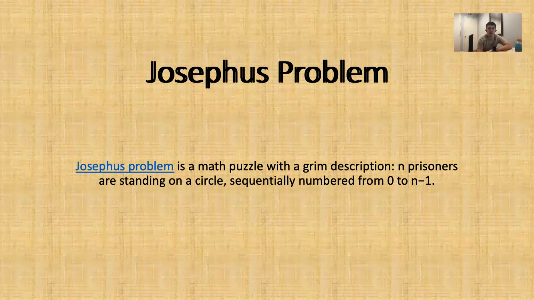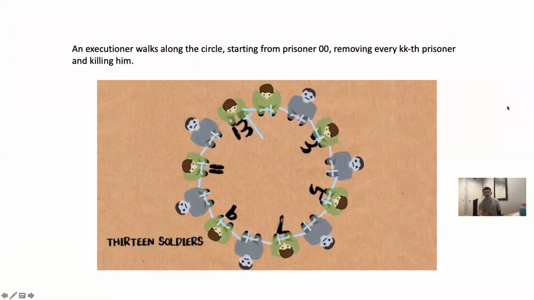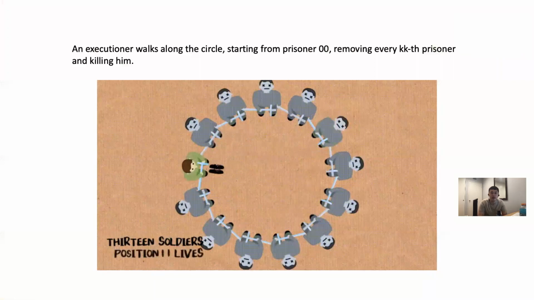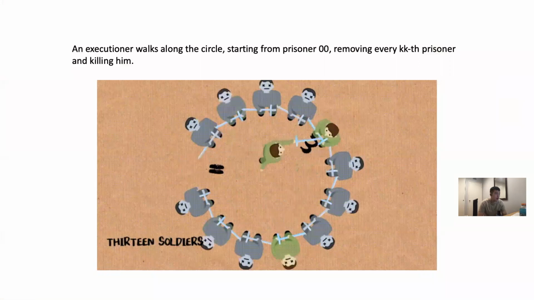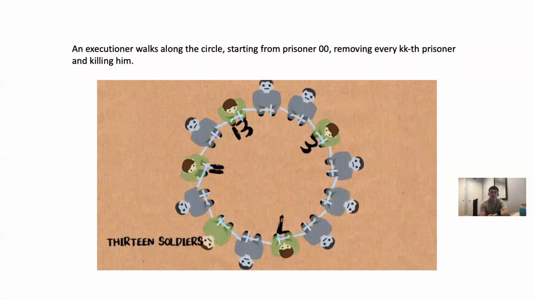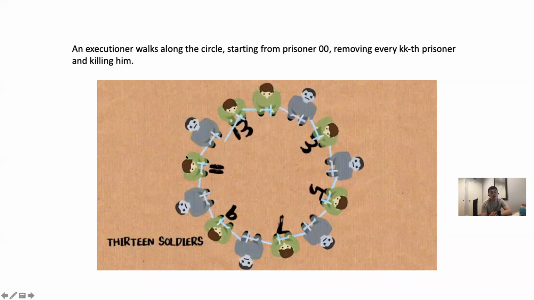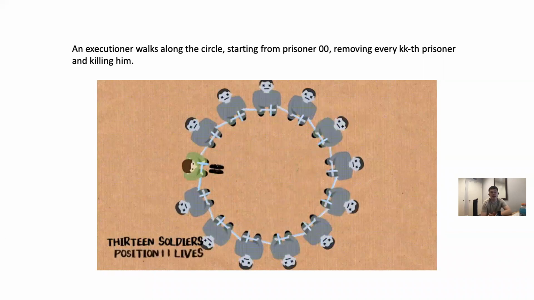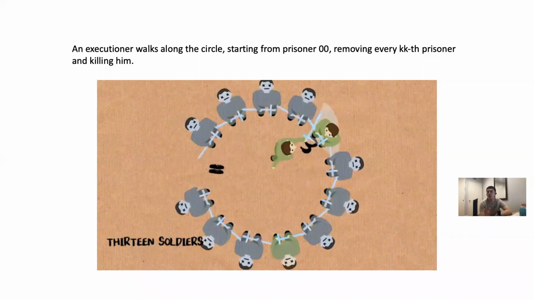The Josephus problem is a math puzzle with a grim description. The n prisoners are standing in a circle, sequentially numbered from 0 to n minus 1. An executioner walks around the circle starting from prisoner 0 and removes every kth prisoner and kills him. I know in this GIF right here, it shows the prisoners killing off each other, but the fundamental concept is the same: there's only one prisoner left in this circle by the end of the algorithm, and the rest of the prisoners are cut off and only one survives.